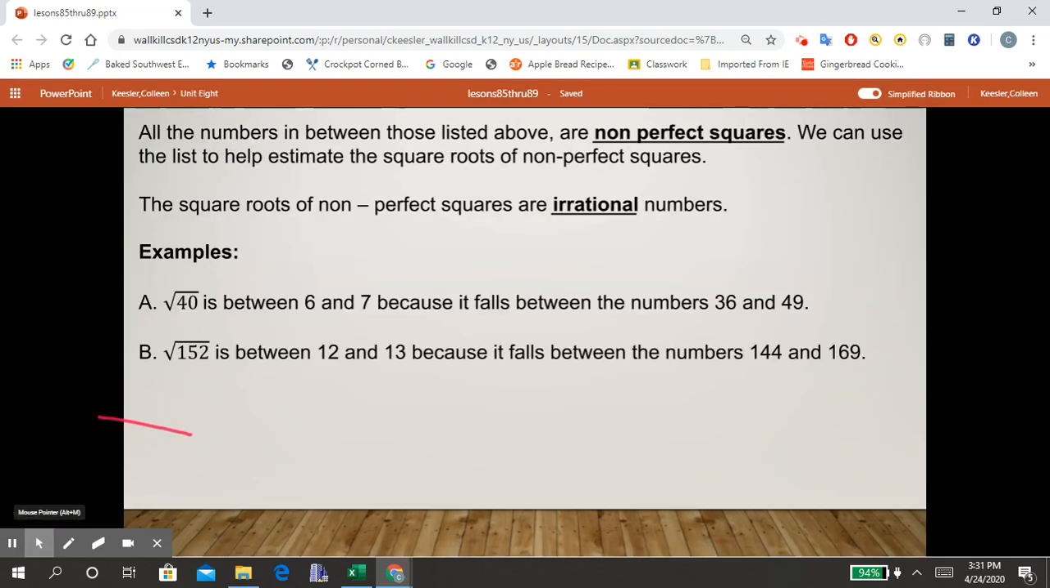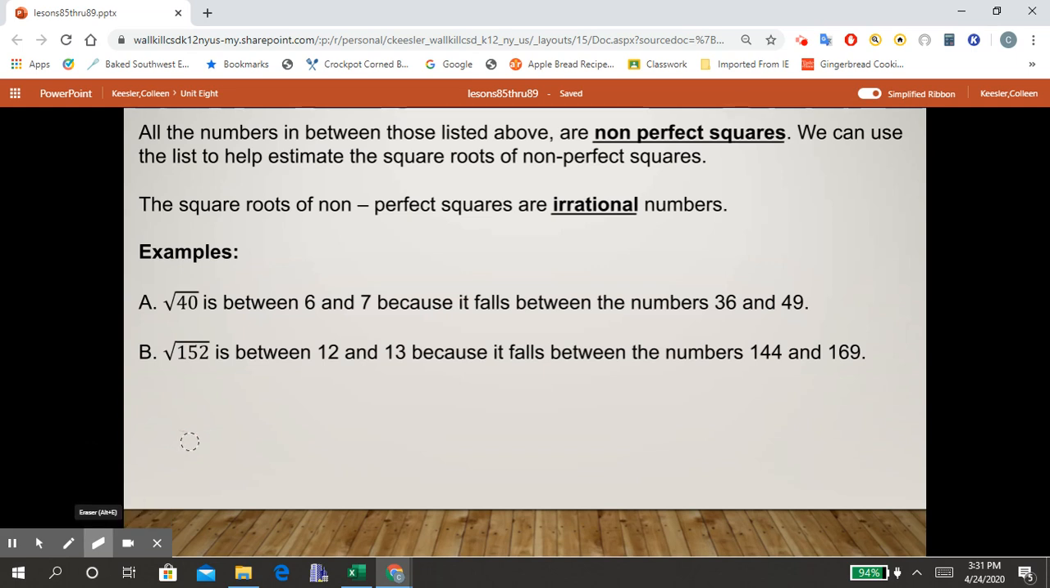So all the numbers in between those listed above are non-perfect squares. We can use the list to help estimate the square roots of non-perfect squares. The square roots of non-perfect squares are irrational, which is what we kind of saw yesterday without saying it.